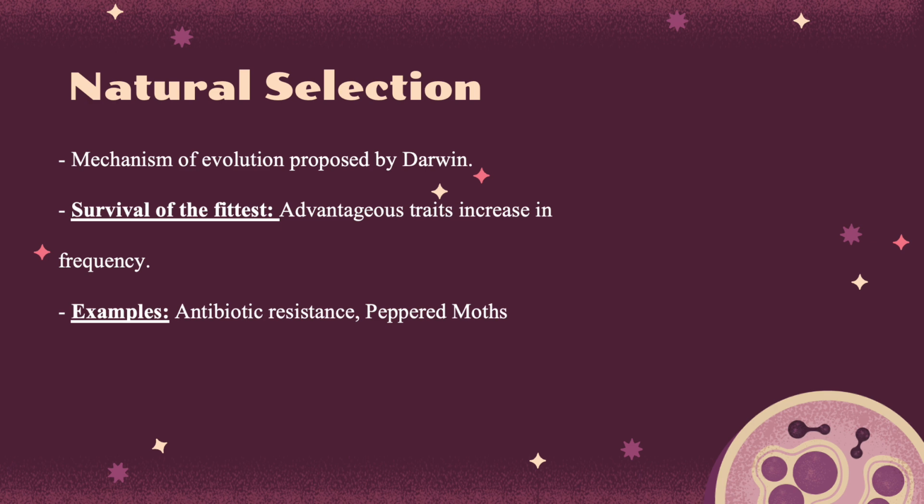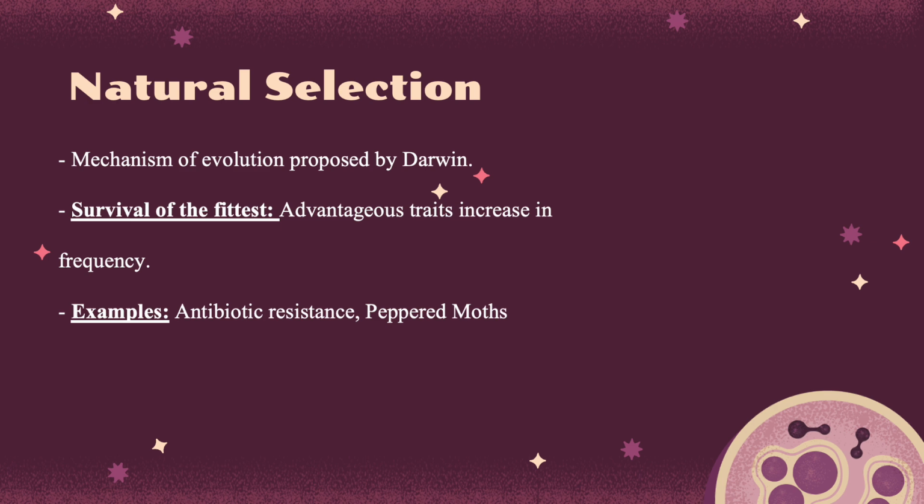Next, we have natural selection. Natural selection is the process where individuals with advantageous traits survive and reproduce more successfully. Over generations, these traits become more common. For example, we have antibiotic resistance and peppered moths.